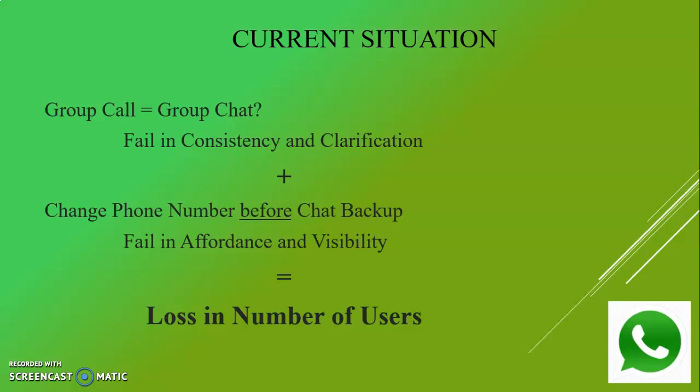Usually, apps have different names for each of these functions, but WhatsApp confuses users when presenting names that are basically equal. That makes the app fail in consistency and clarification because the users don't exactly know what to expect when they're clicking through the app.